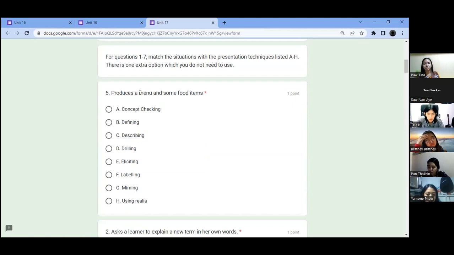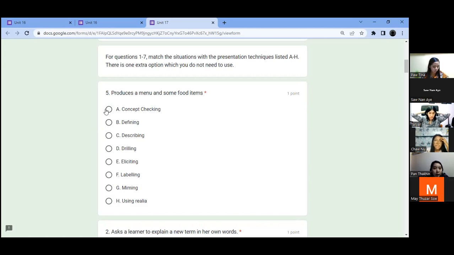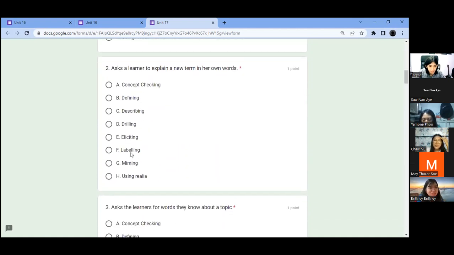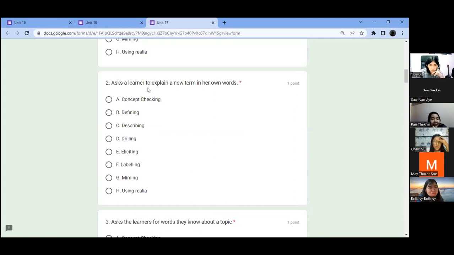Match the situations with the presentation techniques. Produces the menus and some food items. How about using relia? Producer menus. Concept checking. Produces a menu and some food items. I think concept checking. Yeah, concept checking. Right? No? Okay, not really. Shall we move on? Yes. Then to explain next time.